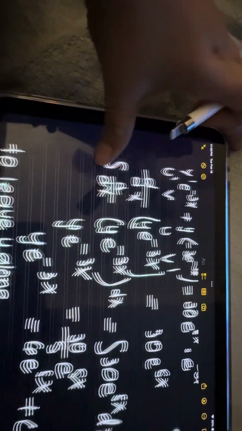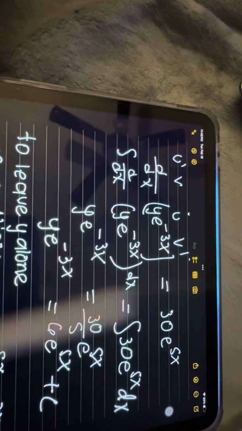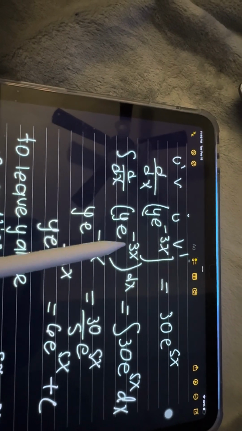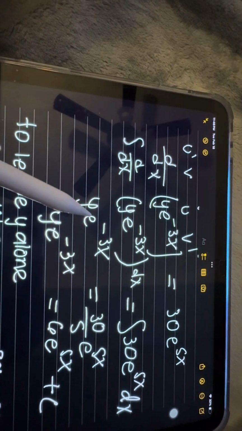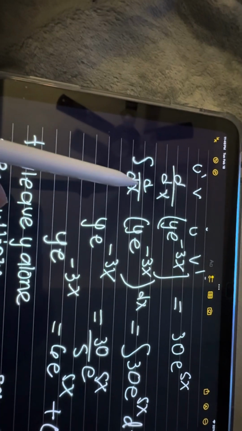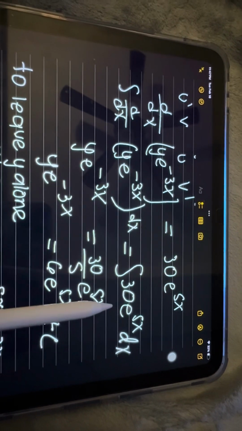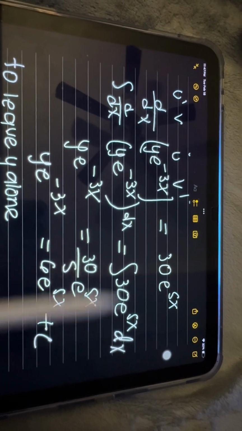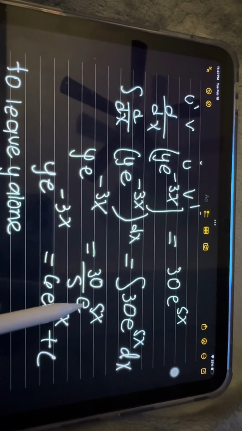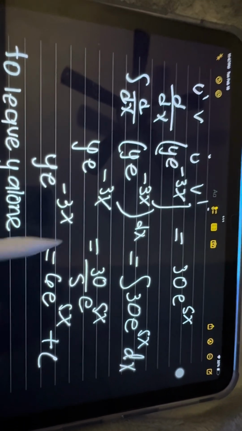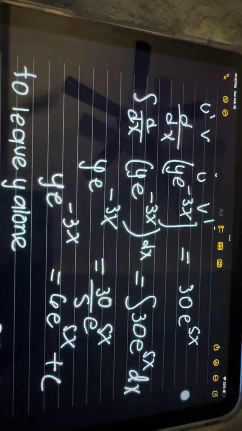To move forward, we have to integrate both sides. By integrating the derivative of y e to the -3x, we just get y e to the -3x, already integrated without the d over dx. On the right side, 30e to the 5x dx integrated will look like 30 over 5 e to the 5x, and 30 over 5 would just be 6e to the 5x, plus c, our constant.